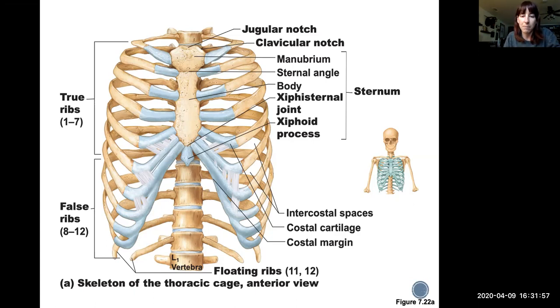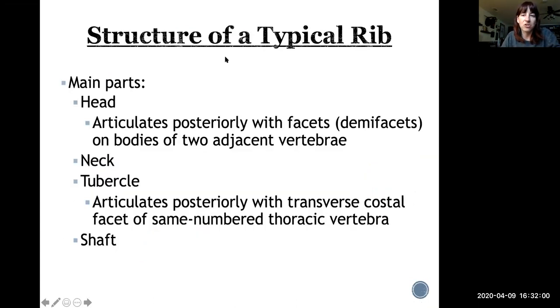All right, let's talk about ribs. Structures of a typical rib. Ribs have heads. I actually have a tiny little rib here. Look at this. I don't even know what this is a rib of, but it's super cute. This is this tiny little rib.